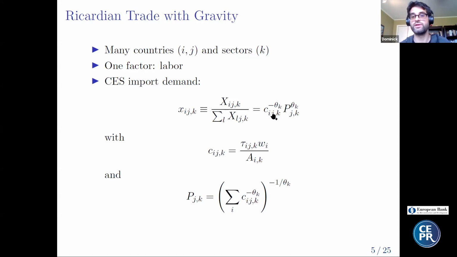It's going to depend on the costs of production and shipment from country I to country J in sector K, raised to the power of the trade elasticity, and then the price index in country J. So here we'll model this cost as a production cost that has the wage in country I and the productivity, and depends negatively on the productivity of country I in sector K. And then we have a bilateral component, which is an iceberg trade cost from going from country I to country J in sector K. And the price index is just a classic CES formula. Okay.